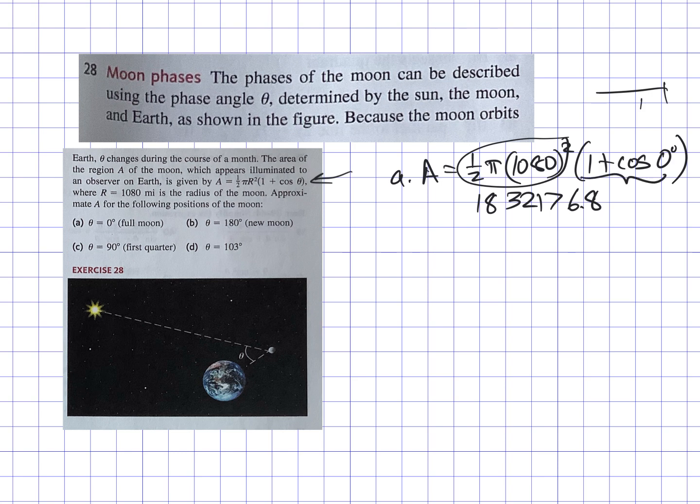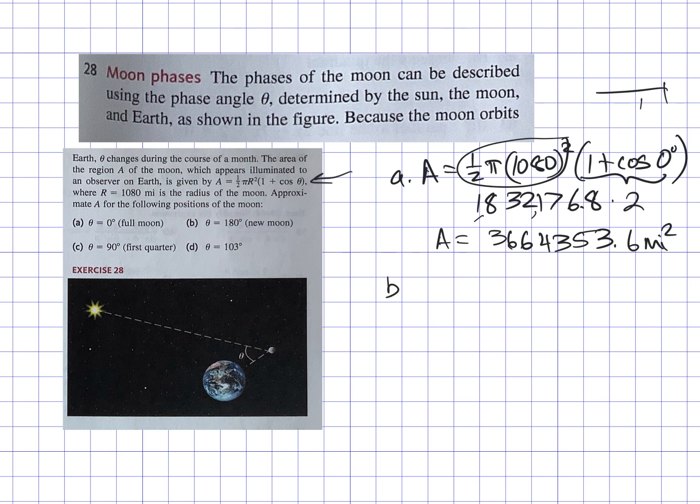And then this is 2. Cosine of 0 is 1. Put it in your calculator and figure it out. All right, 1 plus 1 is 2. So take our 1,832,176.8. What is that? That's 1 million. Okay. Times 2. So the area is going to be 3,664,353.6 square miles. That's what this is. All right, so the area of what we see is going to be that.